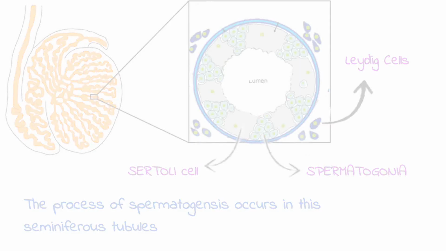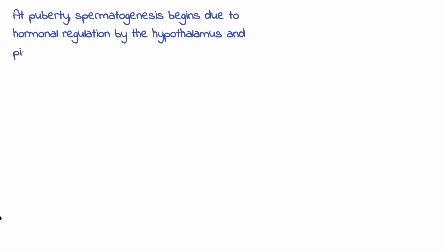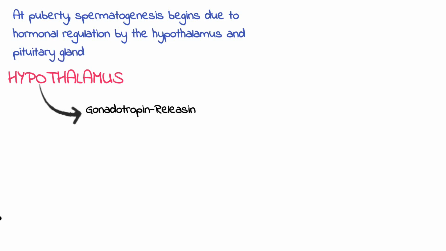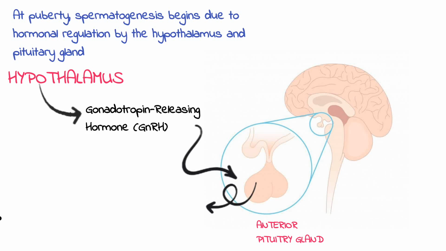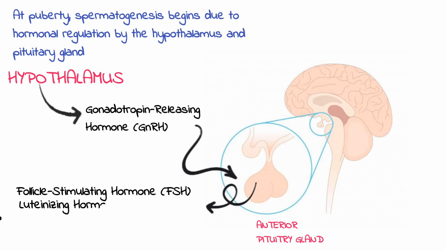First, let's discuss how, at puberty, the process of spermatogenesis actually begins. At puberty, spermatogenesis begins due to hormonal regulation by the hypothalamus and pituitary gland. The hypothalamus releases gonadotropin-releasing hormone, GnRH, into the blood. This GnRH, through the blood, reaches the anterior pituitary gland and activates specialized cells called gonadotroph cells to release 2 types of hormones into the blood. One is follicle-stimulating hormone, FSH, and the second is luteinizing hormone, LH.